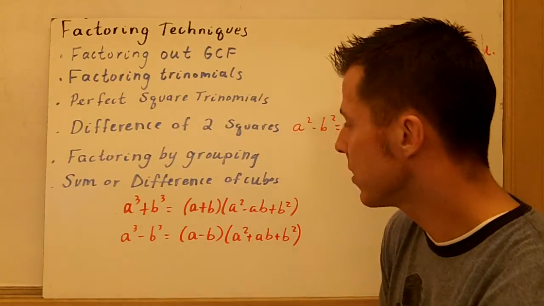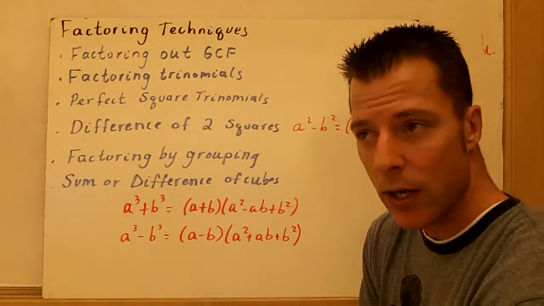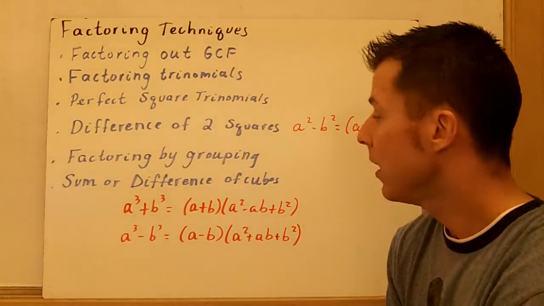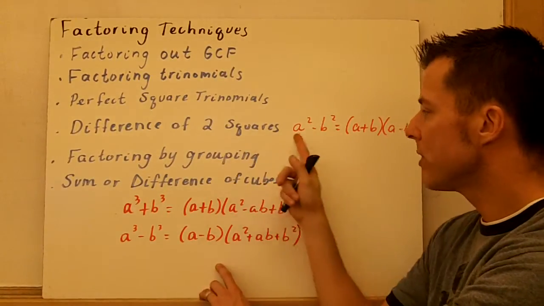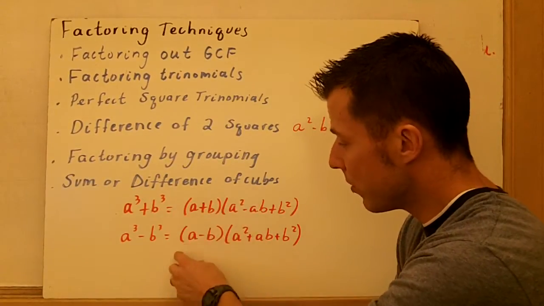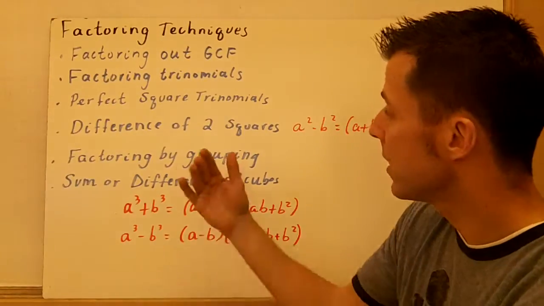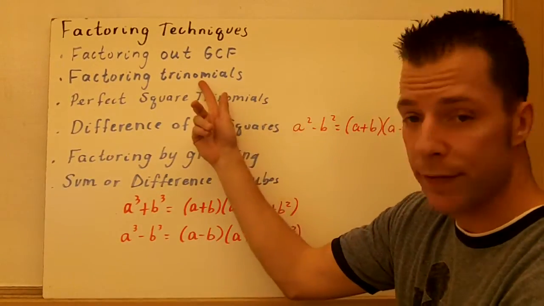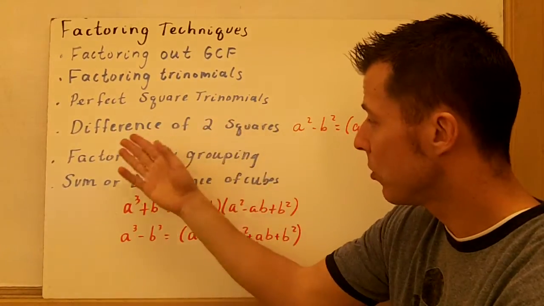Some factoring techniques of review. I didn't put them all up here because we've used the GCF a lot, but I wanted to make note of the difference of two squares pattern, remember, and the sum or difference of cubes patterns here. Okay, so take a second to write these down. We know how to factor trinomials. We know what perfect square trinomials are.